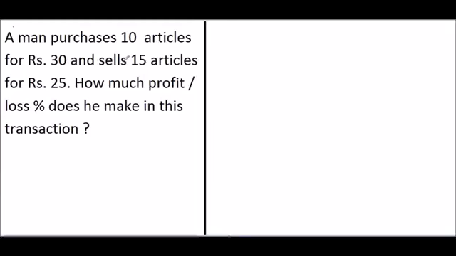Now see, in this question, the figures are different. A man purchases 10 articles for 30 rupees. All right. Then 15 articles he sold for 25 rupees. How much profit or loss percentage does he make in this transaction? Now simply do it with the same shortcut here. 10 articles he purchased for 30 rupees. Then he sold 15 articles for 25 rupees.